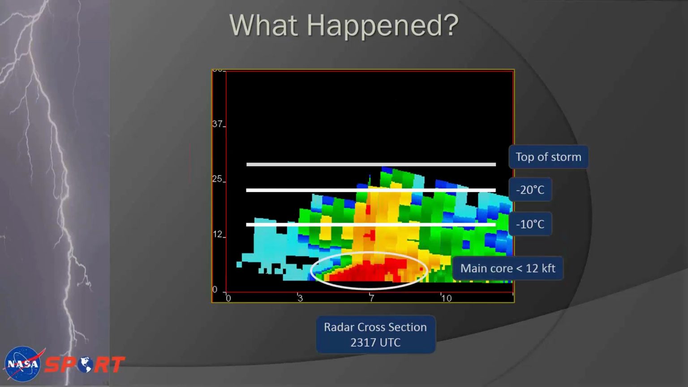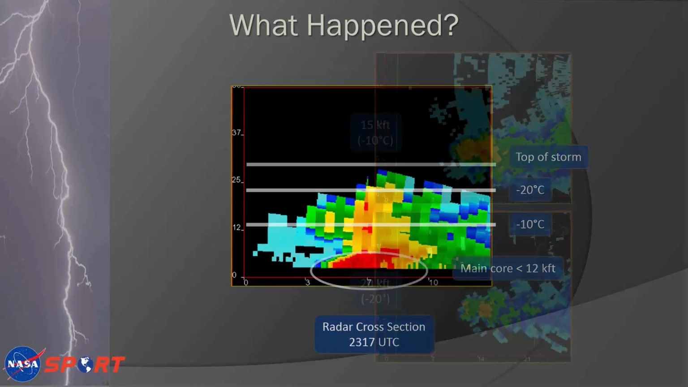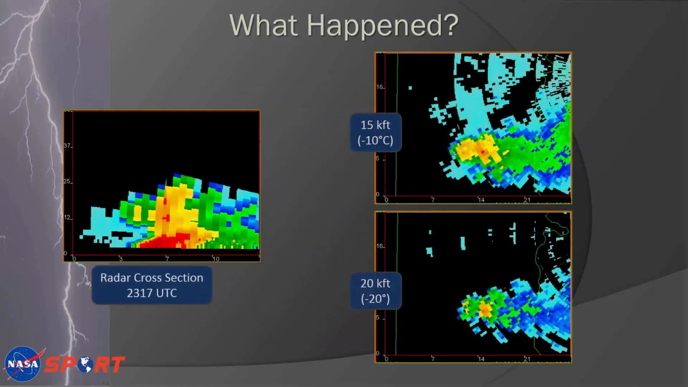So it's a very shallow convection storm. So it's not really able to get into that mixed phase region to help generate charging and electrification. Another way to look at this, we can look due to sounding observations. We know that the minus 10 and minus 20 degrees Celsius isotherms were at 15 and 20,000 feet respectively.